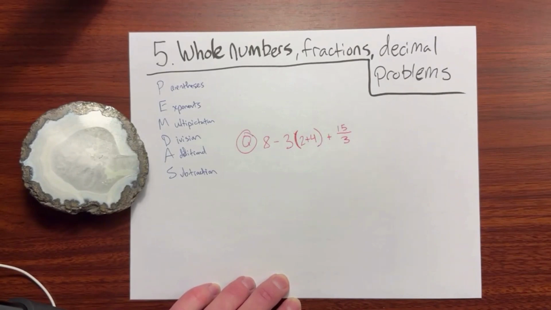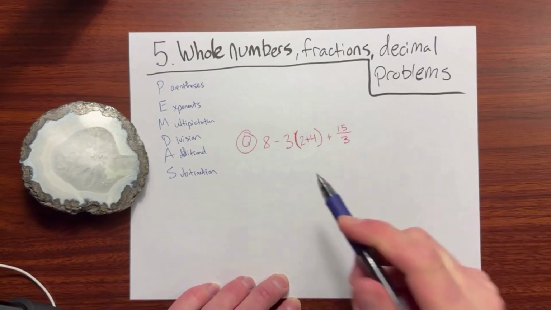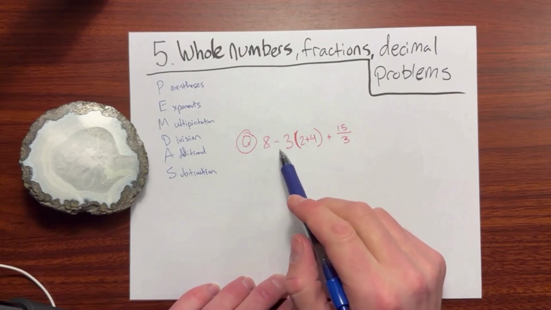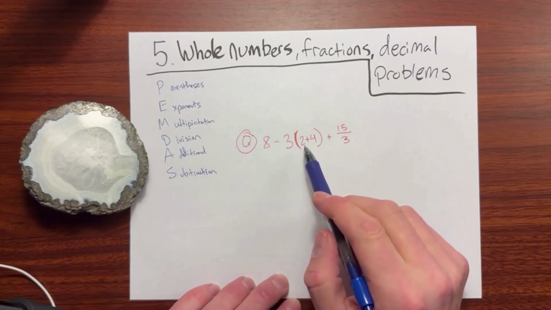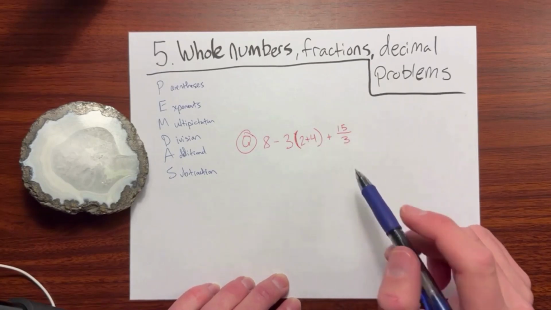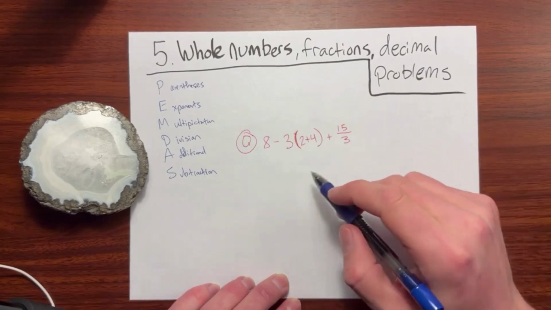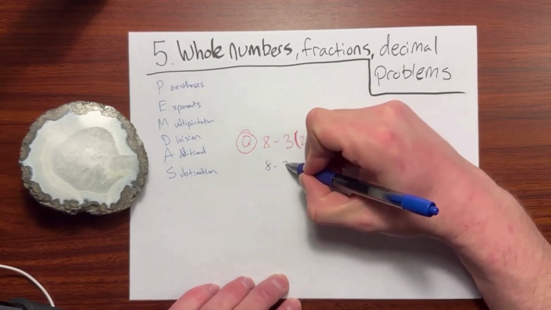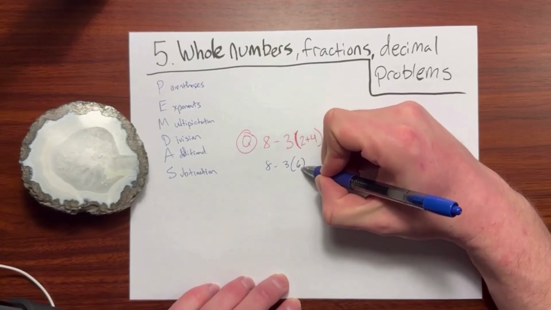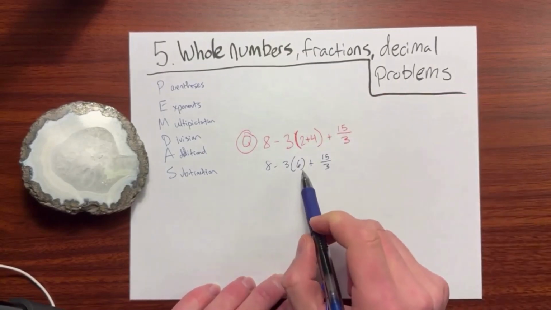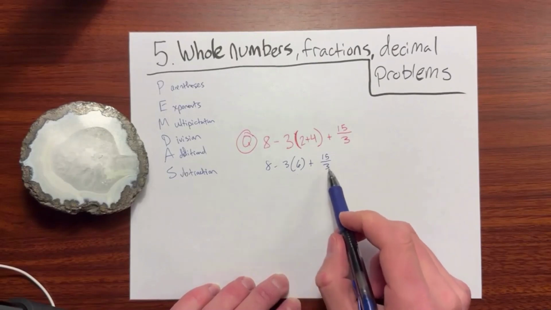So a question is going to test your knowledge of that order of operations and ask you to simplify an expression. So here we have 8 minus 3 times, in parentheses, 2 plus 4, plus 15 divided by 3. If we start to work through first with parentheses, we will have 8 minus 3 times 6 plus 15 divided by 3. Then we'll work with our multiplication here and division here.